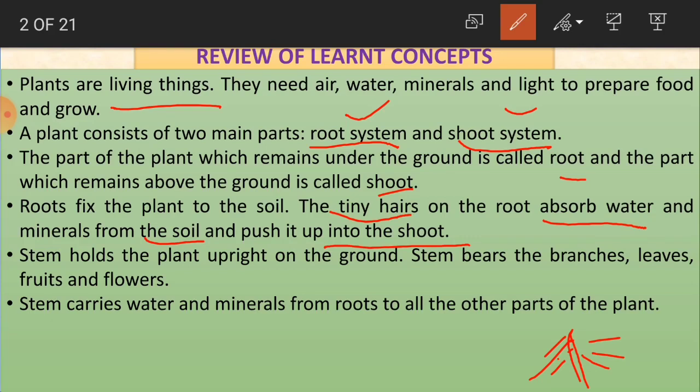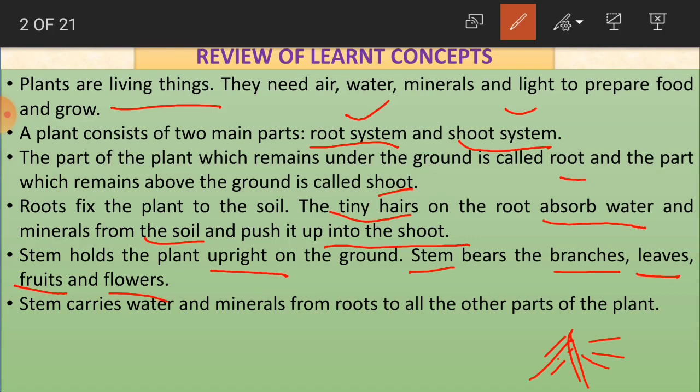Stem holds the plant upright on the ground. What does this stem do? This holds the plant upright on the ground. Upright is nothing but a straight position. It holds the plant and makes it stand up straight on the ground. Stem bears branches, leaves, fruits and flowers. What does this stem have, children? Stem bears, in the sense it contains, branches, leaves, fruits and flowers.